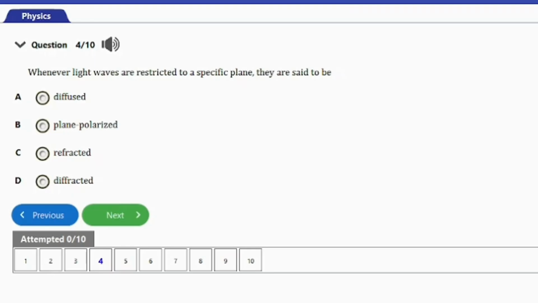So that's question number 4 here. It says, whenever light waves are restricted to a specific plane, they are said to be A, diffused, B, plane polarized, C, refracted, D, diffracted. So guys, the answer to this question is option B, plane polarized. So when light waves are restricted to a specific plane, they are said to be plane polarized, and that's option B here. So let's go ahead and consider the next question, guys.